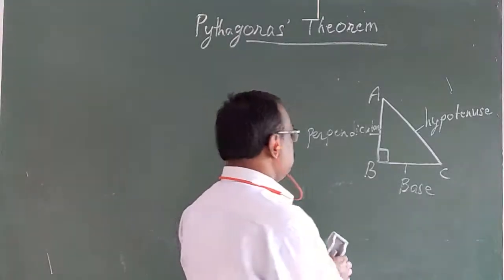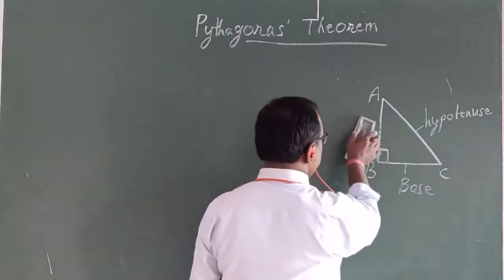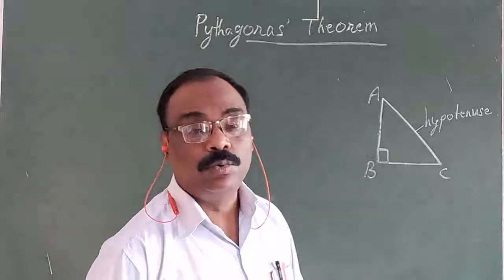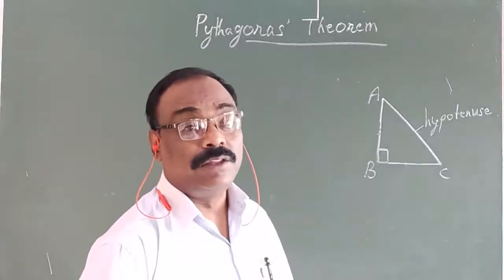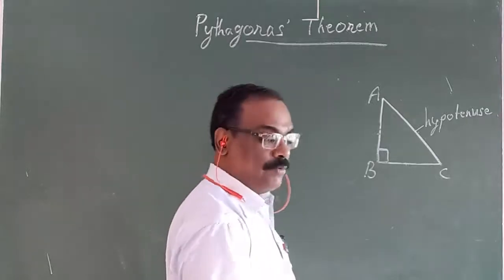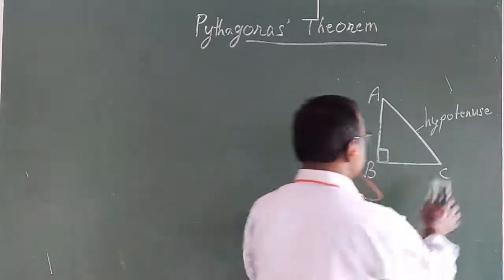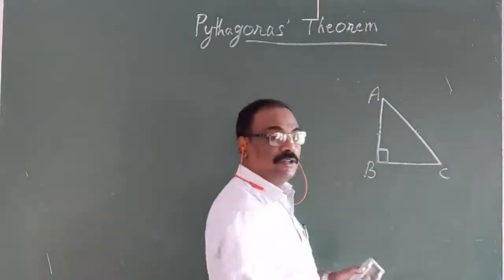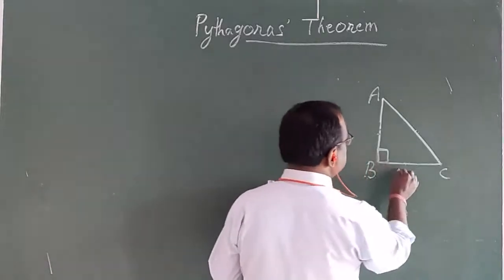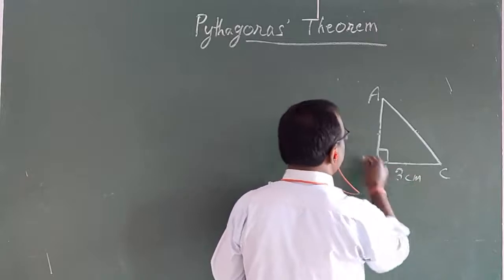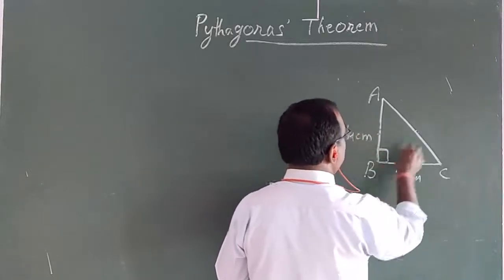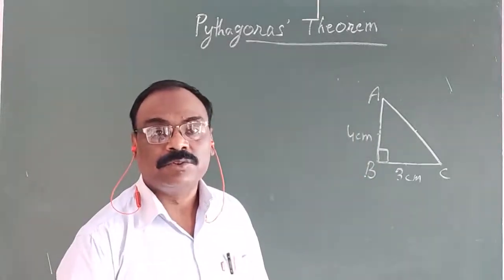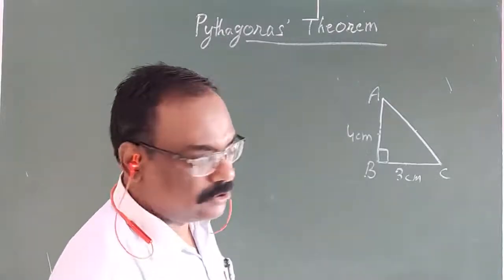Now as I told, Pythagoras stated that the square of the hypotenuse is equal to the sum of the squares of the other two sides. Means if I want to find the length of this hypotenuse, I can find it by this Pythagoras theorem. I will show you. Suppose I take this one as 3 centimeter and this one as 4 centimeter. Now I need this hypotenuse length. So simple, we will follow the Pythagoras theorem and find.